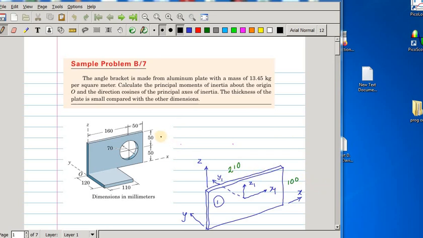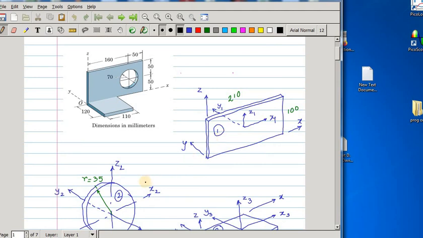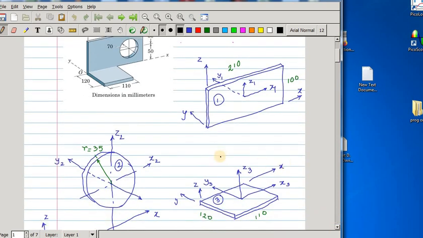So this has to be divided in three parts. One this rectangular plate, one this rectangular plate, and one this circular plate, and the moment of inertia of this rectangular plate and this rectangular plate have to be added, and this has to be subtracted. So this we call 1, this circular portion of the plate we call 2, and this we call 3.